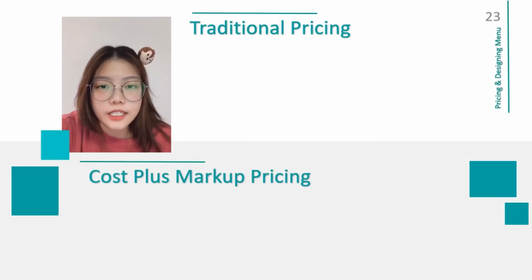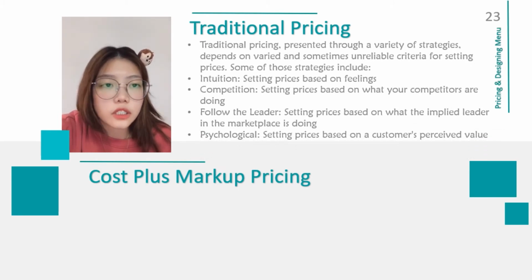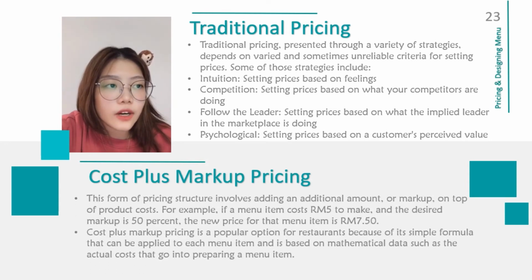As you can see, we list two types of menu pricing. The first is traditional pricing. Traditional pricing, presented through a variety of strategies, depends on various and sometimes unreliable criteria for setting price, and follows the leader, setting price based on what the implied leader in the marketplace is doing.